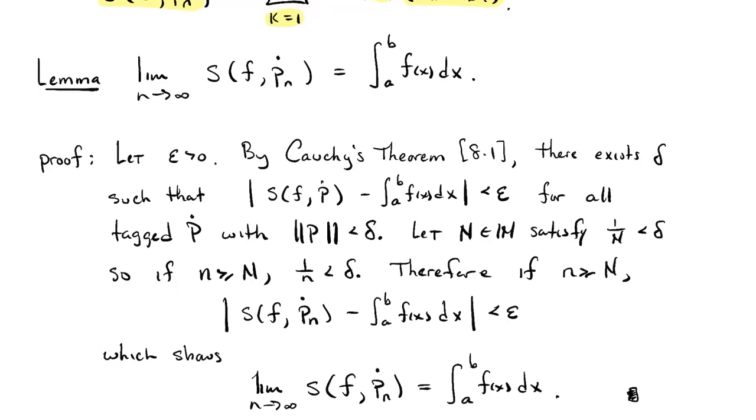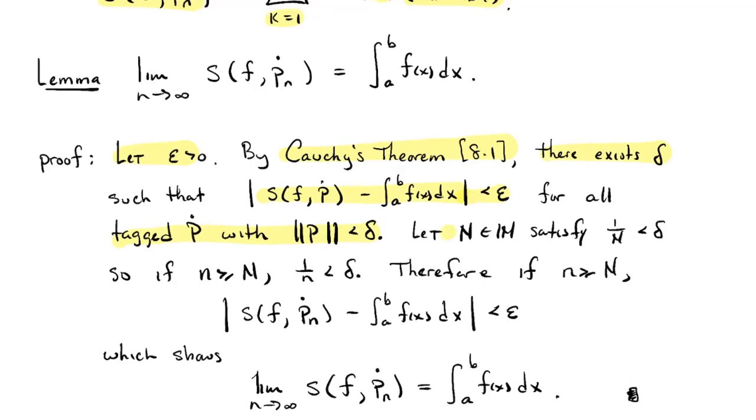So give me an epsilon. I'll use Cauchy's theorem. f is a continuous function on this closed interval, so I know there's some delta so that if you take any tagged partition, say P dot, the Riemann sum of that tagged partition differs from the definite integral by less than epsilon, provided that the norm of the tagged partition is less than delta. All right, so I've got this delta.